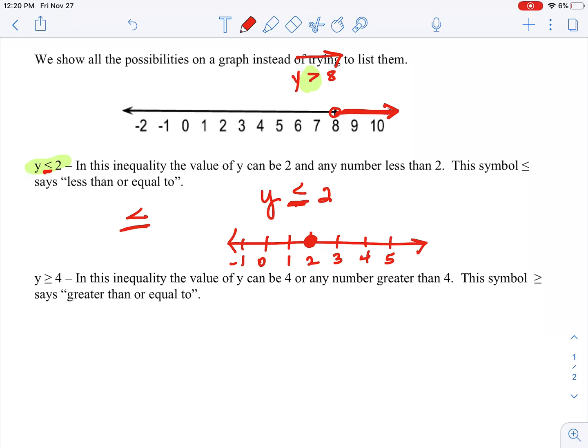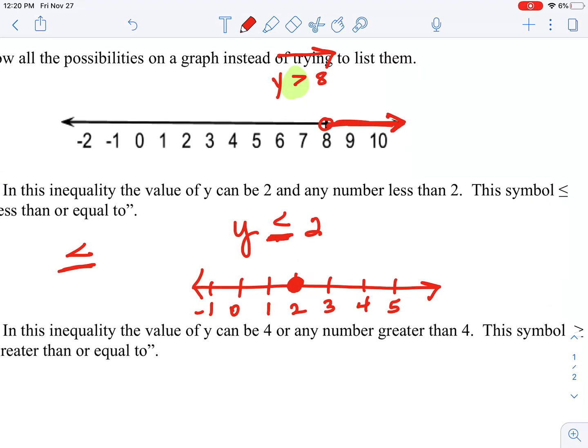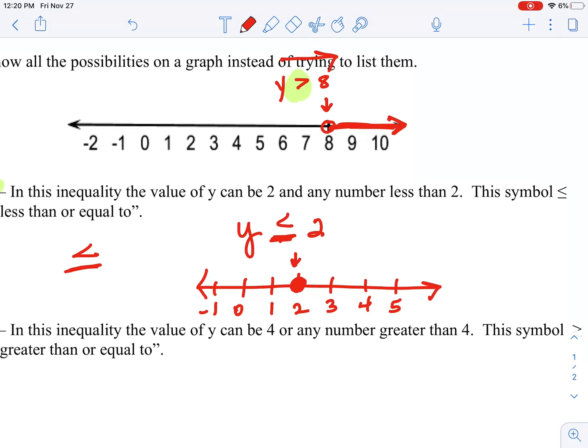So see the difference here between these two is this has an open circle because it cannot include 8 as one of your possibilities. But since this was equal to 2 or less than 2, it can include that 2, so it is a closed circle. And then you're going to graph or shade in this way because it can be any number 2 or less. And again, look how that looks like it's pointing in that direction.